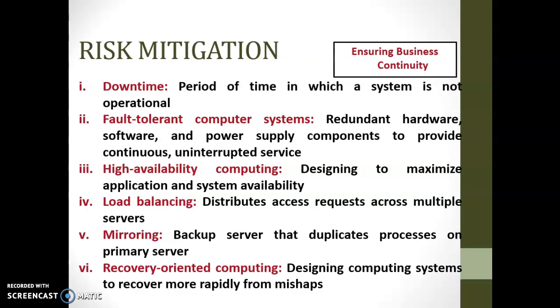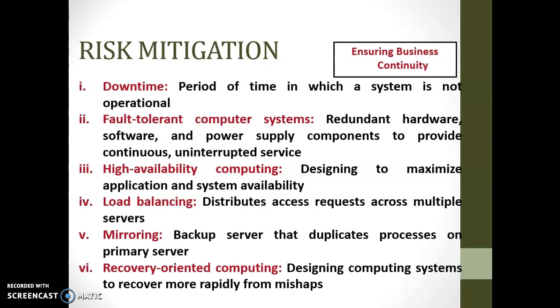Number 2 is about fault tolerant computer system. So, any redundant hardware, software or power supply will provide continuous uninterrupted service. So, kita akan tengok apa dia punya backup dekat sini, jika ada berlakunya fault tolerant.